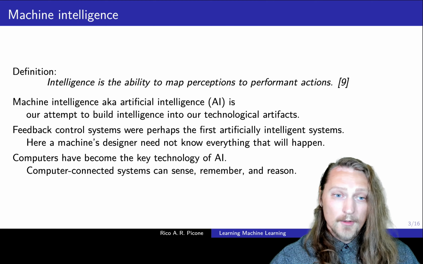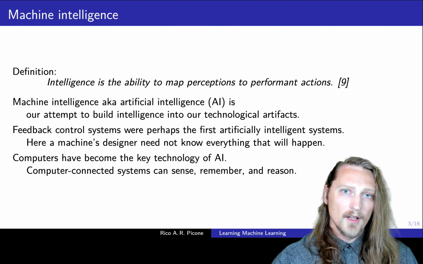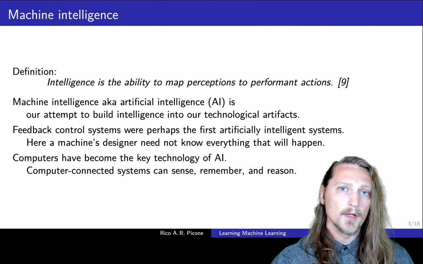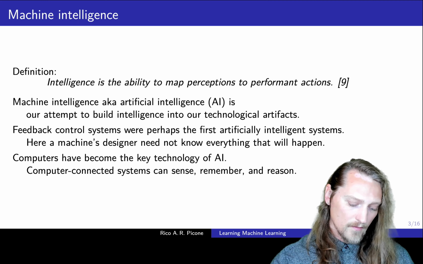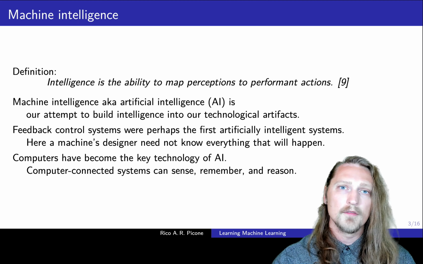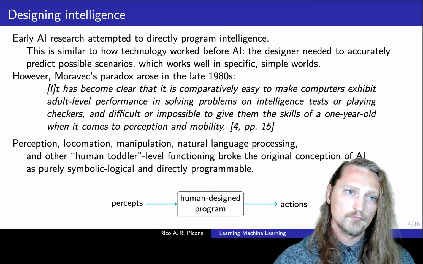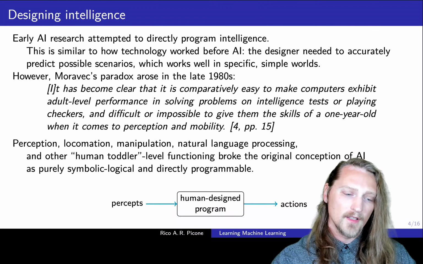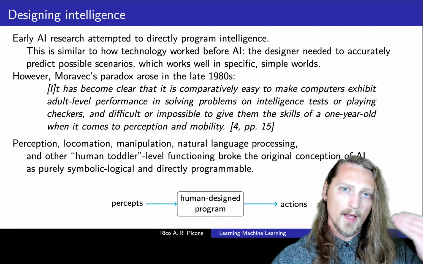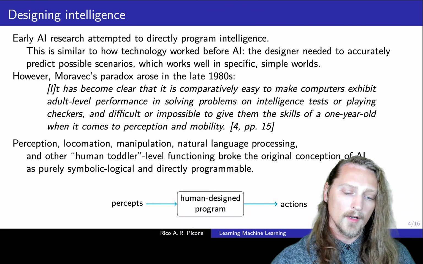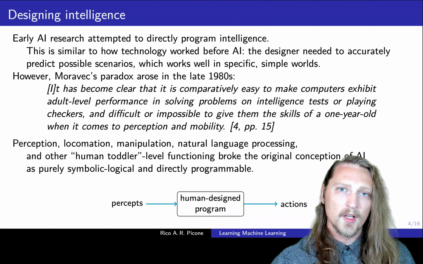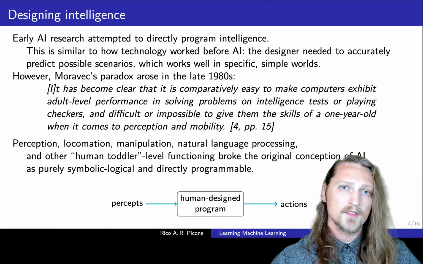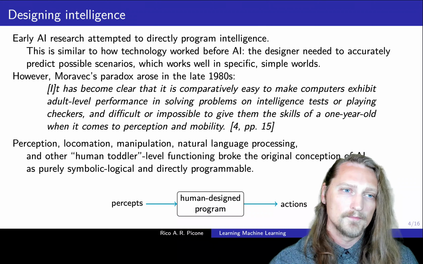So obviously computers have become the key technology of AI. Computer-connected systems can sense, remember, and reason, and that's sort of the foundation of intelligent behavior. Designing intelligence. This is sort of the first in a progression of moves that we'll make in going from generally how do we think about designing intelligence to deep learning being the most advanced topic we'll discuss.